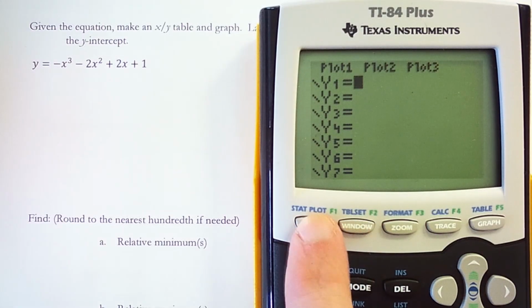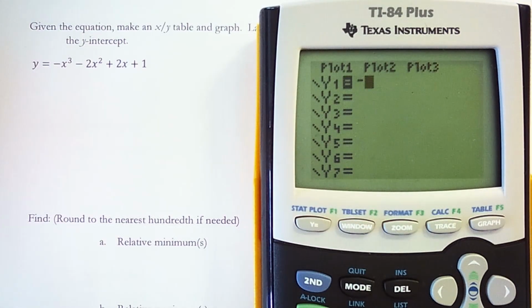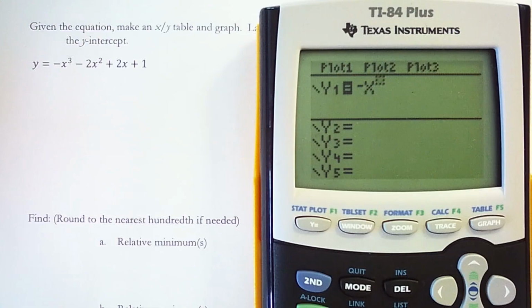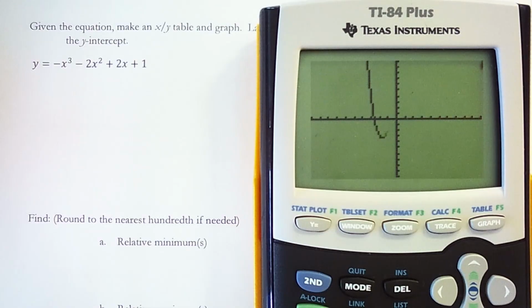So in y equals, we've got negative x cubed minus 2x squared plus 2x plus 1. And that's what our graph looks like. Now, to graph this precisely, we're going to look at the XY table.